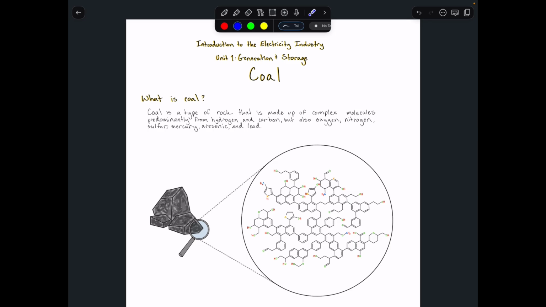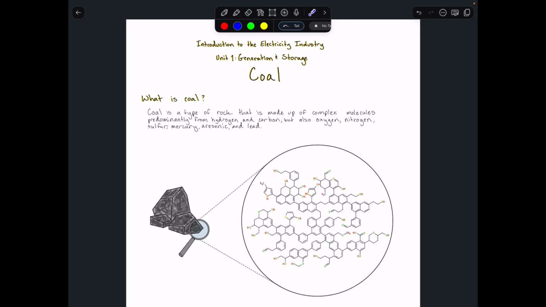So let's start by discussing what is coal. Coal is a rock that is formed from the fossilized remains of ancient plants from hundreds of millions of years ago. And if we look at it from a molecular standpoint, it's composed primarily of carbon and hydrogen, but it also has many other elements present in its molecules, such as a little bit of oxygen, potentially some nitrogen, sulfur, mercury, lead, arsenic, among many other elements.